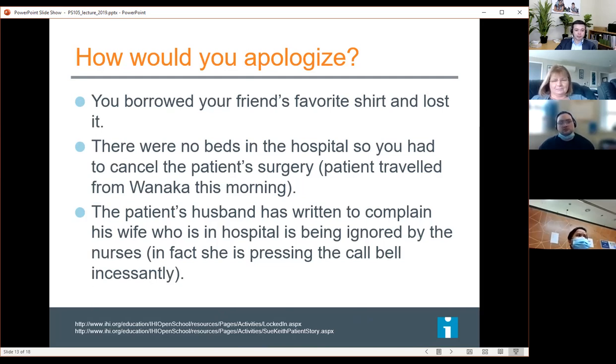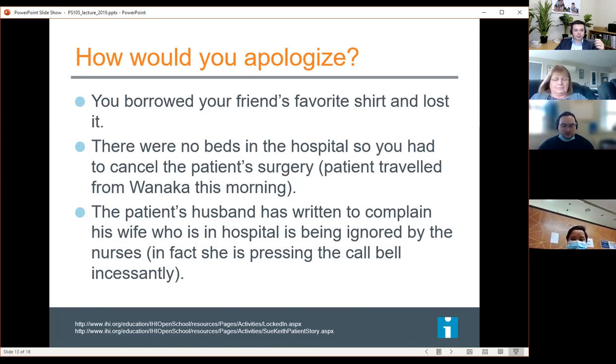And another scenario is the patient's husband has written to complain his wife, who is in the hospital, is being ignored by nurses, but in fact she's just pressing the call bell all the time, and the nurses just can't keep up with the demand. So some different situations there.